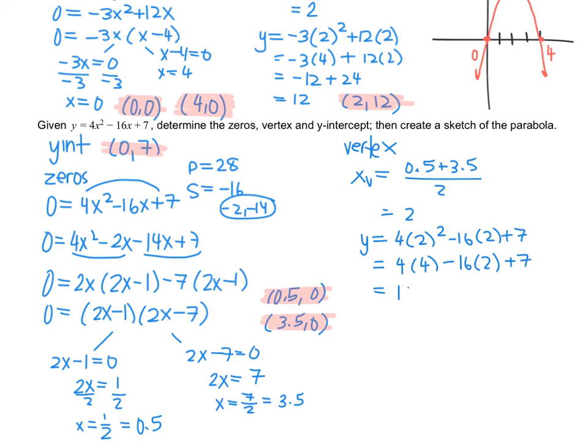4 times 4 is 16. 16 times 2 is 32. And now we can add everything up. And we get negative 9. So the vertex is at (2, negative 9).